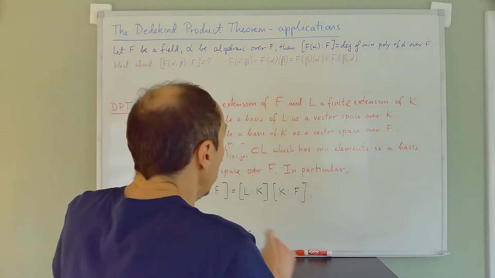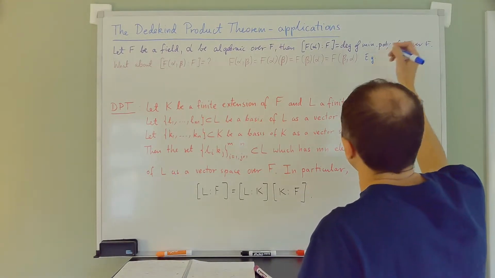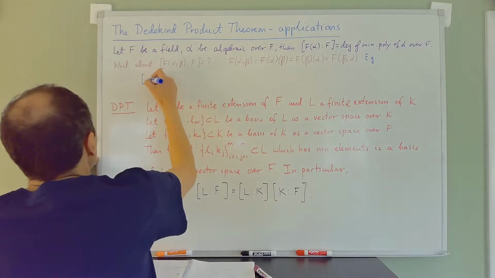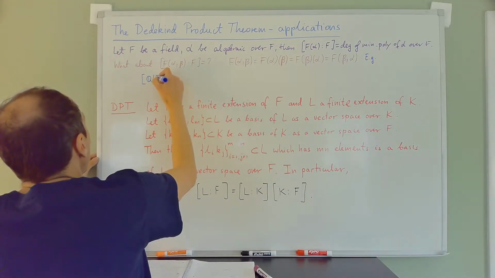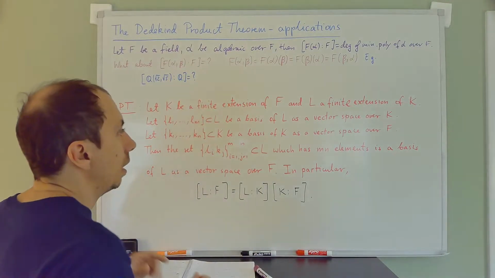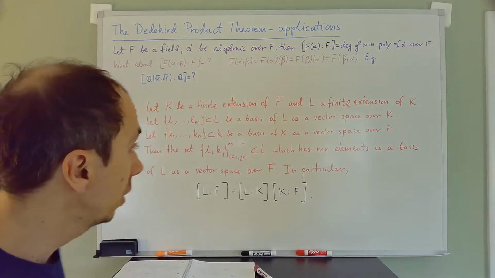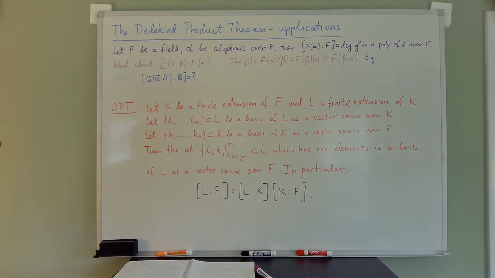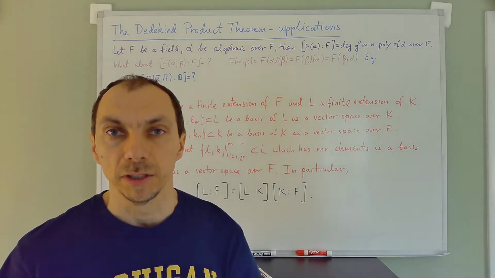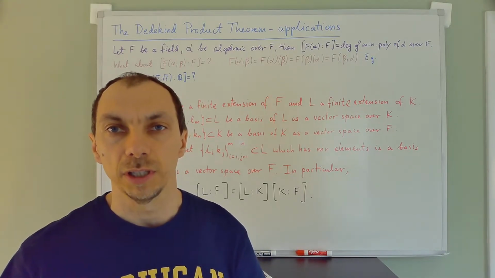So if, for example, you want to compute the degree of Q adjoin radical 2 comma radical 5 over Q, how do you do it? So this is where the Dedekind product theorem comes in useful. And today we're going to be talking about the statement of the theorem and about some applications of it to computing degrees.